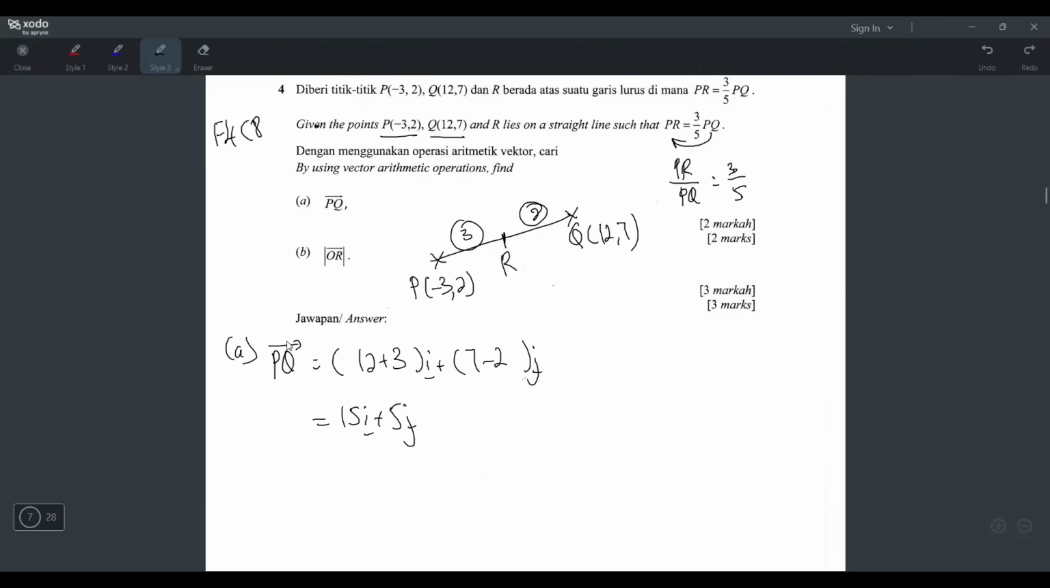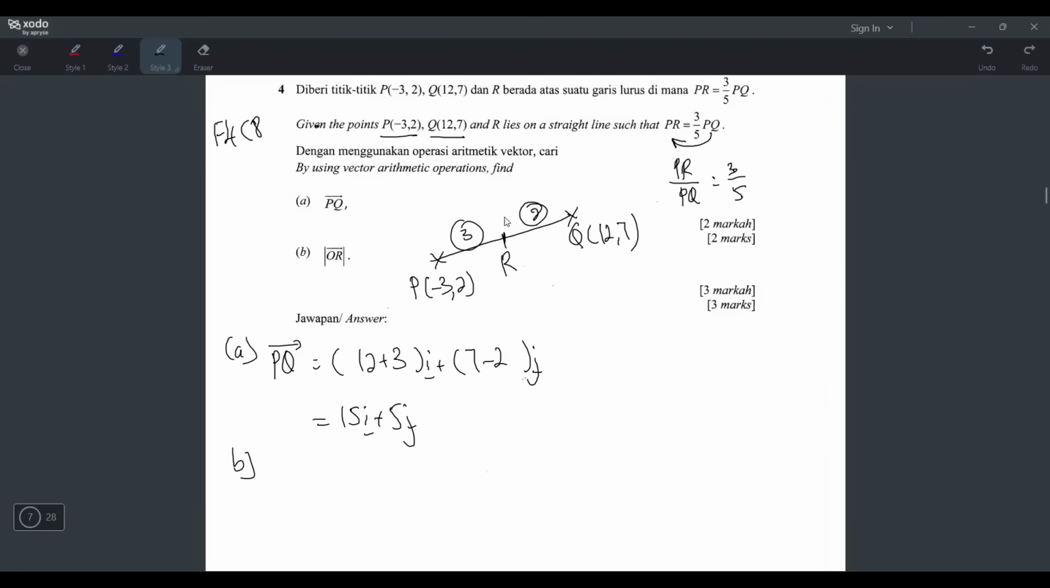All right, let's do B. They want to find the magnitude of OR. But make sure we have vector OR first, because if we don't have vector OR, we can't find the magnitude. Okay, I don't have it, right? So how do you find OR?